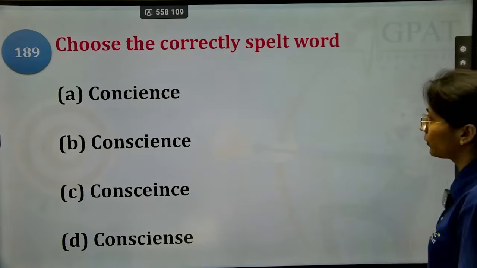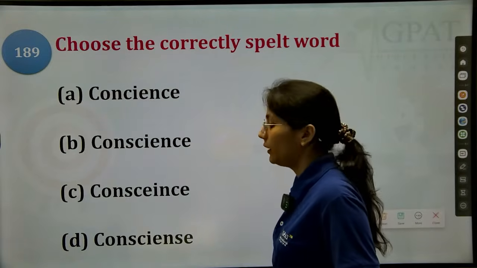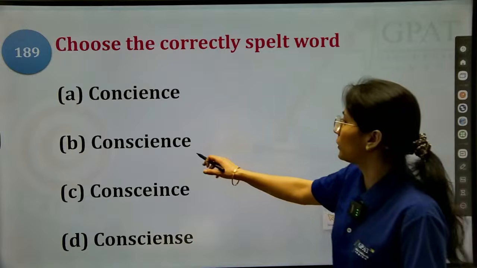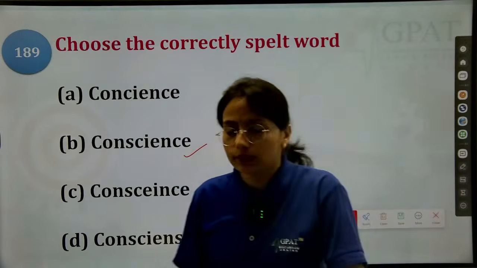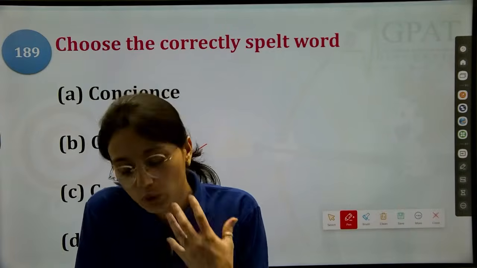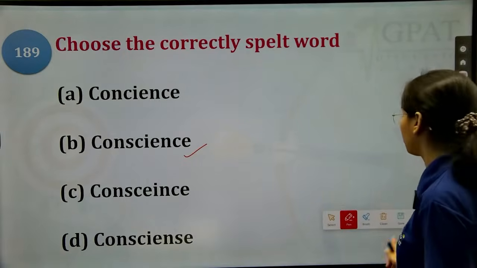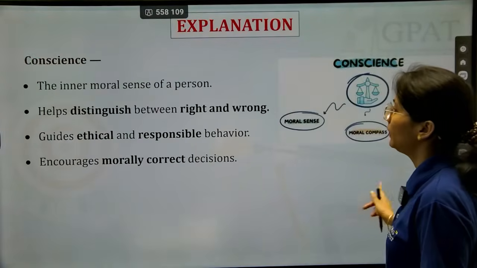Spelled word, so we have to choose the correct spelling. Conscience, okay, so the correct spelling is conscience. And conscience is the inner moral sense or voice that helps you distinguish between right and wrong. So conscience, that is option number B.